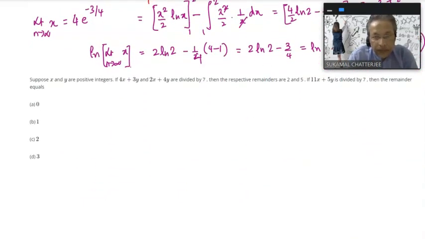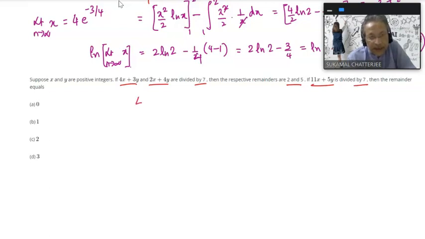Now we go to question number 11. This one says x and y are positive integers and 4x plus 3y and 2x plus 4y, when divided by 7, the remainders are 2 and 5. What is the remainder when 11x plus 5y is divided by 7?